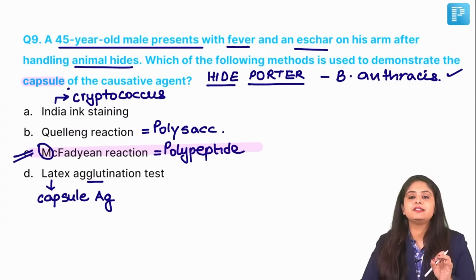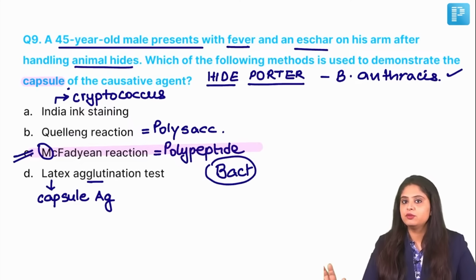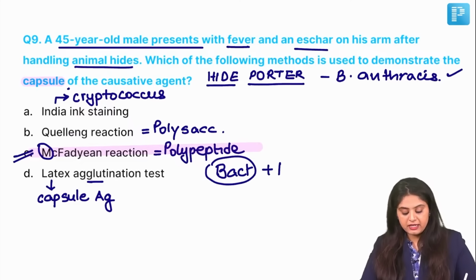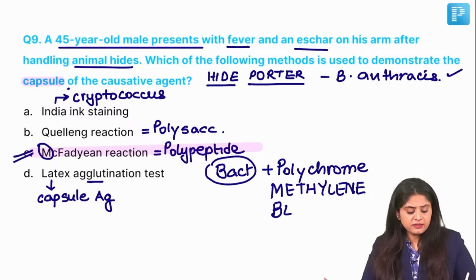This is what INI-CET is, they ask you in the lab how is it done. So I will be taking the bacteria and I am right now assuming that bacteria has a capsule because it is anthrax. I will be adding what? Polychrome methylene blue. Excellent. We have studied M for M. What is used in McFadyean reaction? Polychrome methylene blue. Where else have we studied methylene blue in pathology?